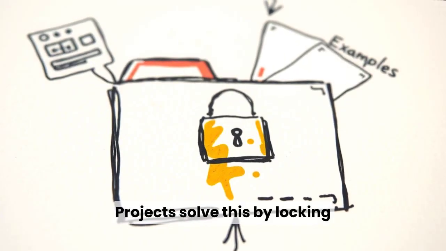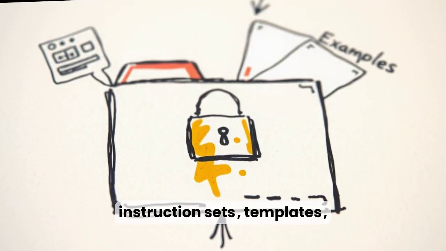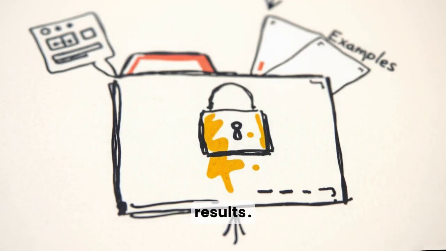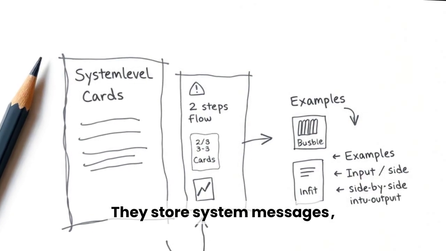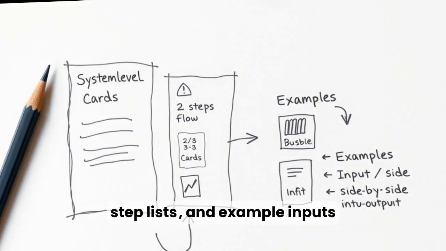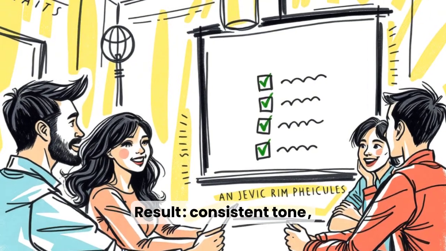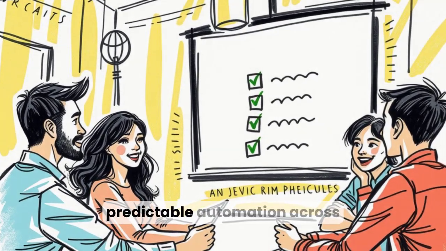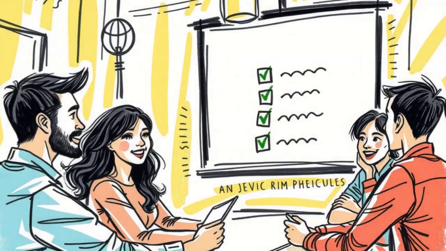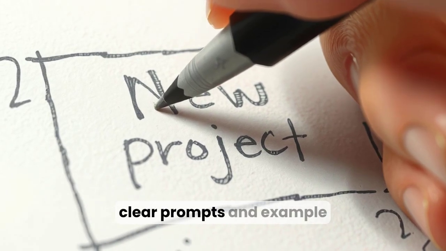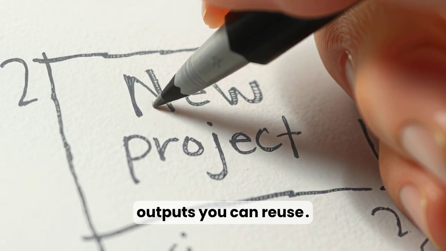Projects solve this by locking instruction sets, templates, and examples for repeatable results. They store system messages, step lists, and example inputs plus expected outputs. Result: consistent tone, faster handoffs, and predictable automation across teams. Now let's build a project with clear prompts and example outputs you can reuse.